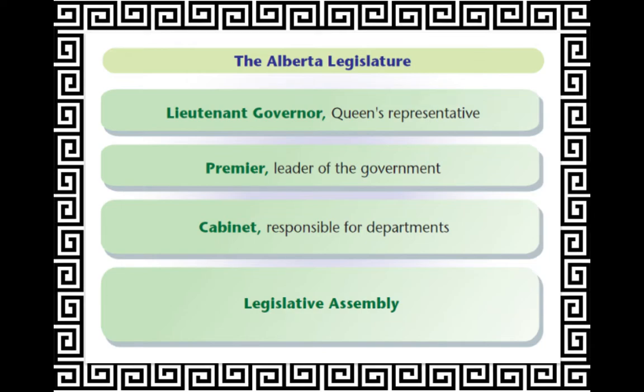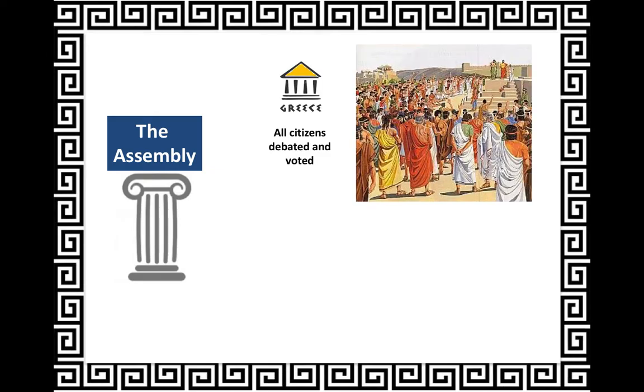Okay? Let's continue forward. So we have the Assembly, and the Assembly is where all citizens debate and vote. So what could this be in comparison in ancient Greece to Alberta? Well, all citizens, even if they were in ancient Greece just males, then maybe it's not all of the people, all of our citizens, like it is in Canada today, but we could connect that maybe. So I wonder what the Assembly could represent in Alberta's government. Well, let's take a look.